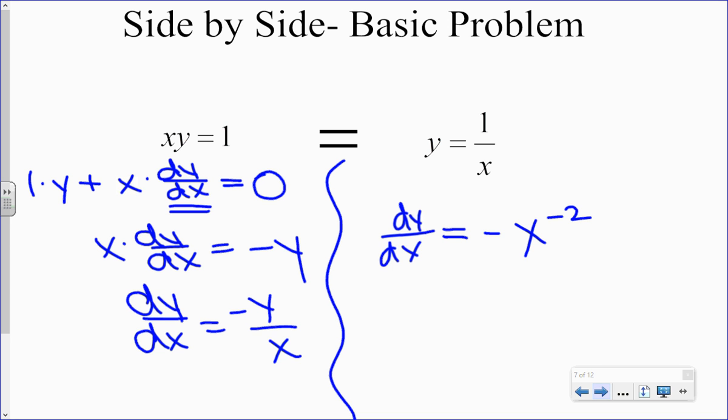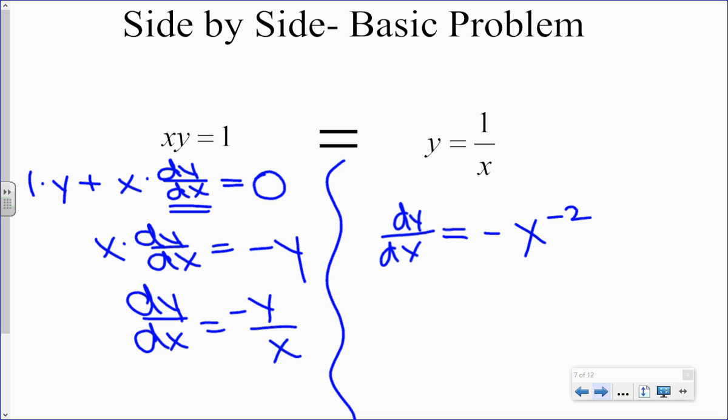Implicit differentiation should be saved for those equations that have to be written implicitly. Okay? You don't really want to have to do it unless the function calls for it, okay? So y equals 1 over x, we can write it that way, and that's a good thing, all right? We'll stick with our derivative that way, okay?